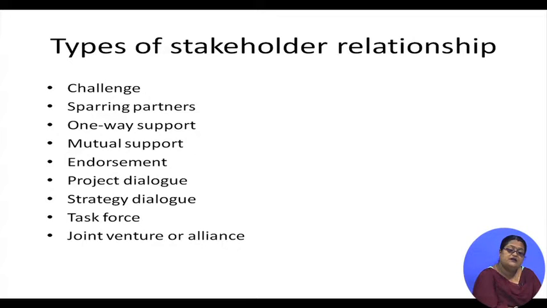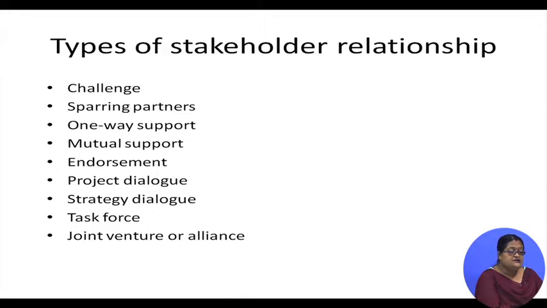Task force is where, for a small piece of work at hand, the relevant stakeholders and the firm come together to form a team to address the social issue at hand. Joint venture or alliance is where the organization follows a partnership to jointly address a certain social issue and find out ways of how to mutually function together to deal with the social issue at hand. So these are the different types of relationship that the organization may have with the stakeholders.